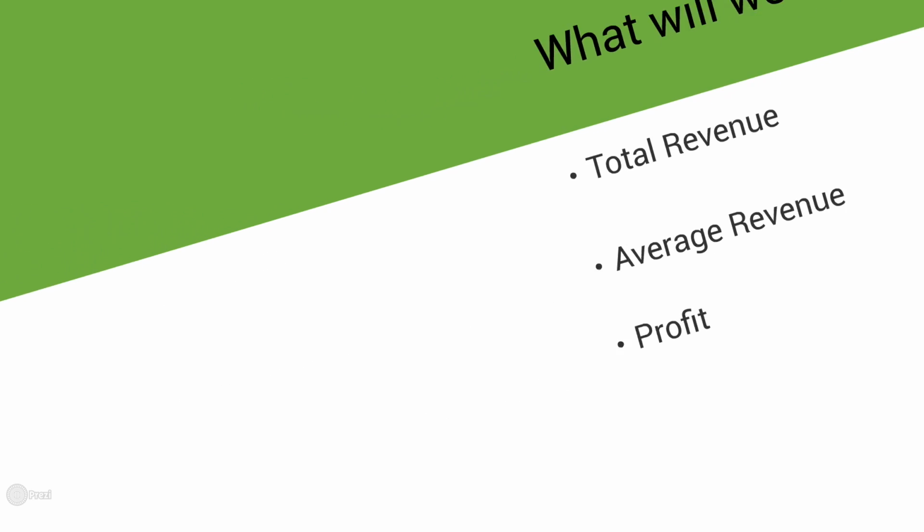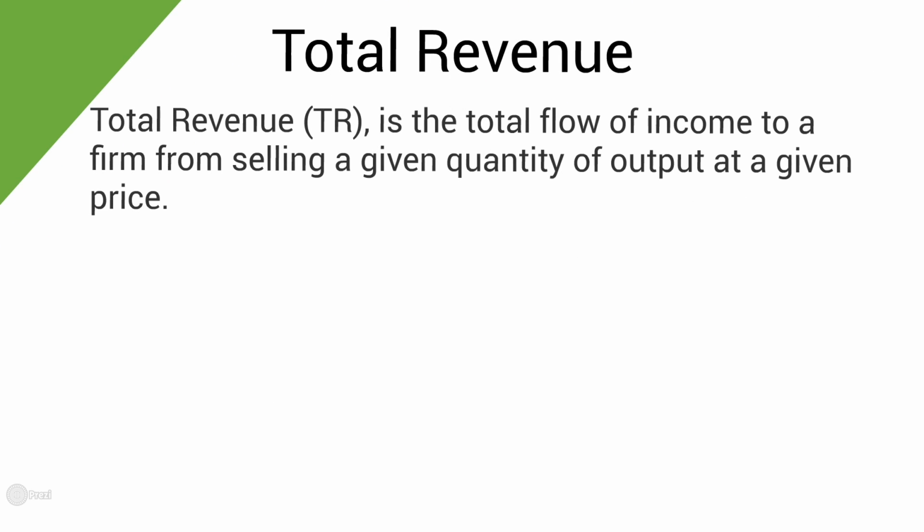Let's start by looking at total revenue. Total revenue is the total flow of income to a firm from selling a given quantity of output at a given price. It is worked out by doing the price times quantity.